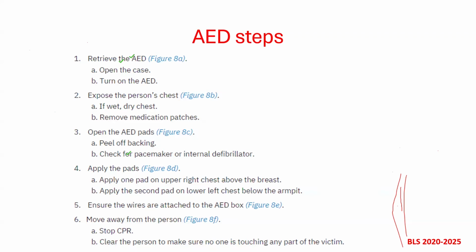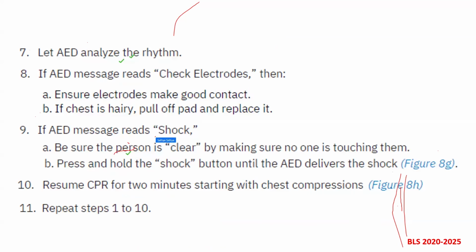Apply the pads. Apply one pad in the upper right chest above the breast. The second one, the lower left chest below the armpit. Ensure the wires are attached to the AED box. Very important: apply the pads in the appropriate places and make sure the wires are attached. Move away from the person, stop CPR, clear the person to make sure no one is touching any part of the victim. Let the AED analyze the rhythm.